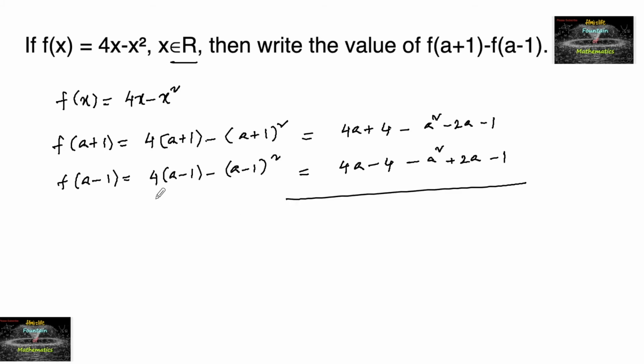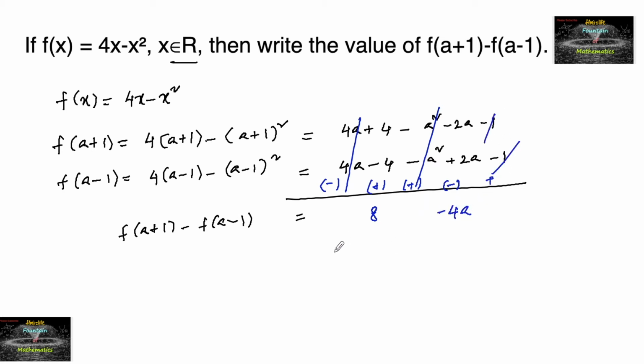So then if I do subtraction, f of a plus 1 minus f of a minus 1, which equals 4a and 4a cancel, 4 minus of minus 4 is 8, and minus a square minus of minus plus a square gets cancelled, and again minus 2a minus 2a, that's minus 4a, and minus of minus plus 1 gets cancelled, so 8 minus 4a, or you can write 4 common, 2 minus a. So f of a plus 1 minus f of a minus 1 is equal to 4 of 2 minus a, that is the answer. Okay, thank you.